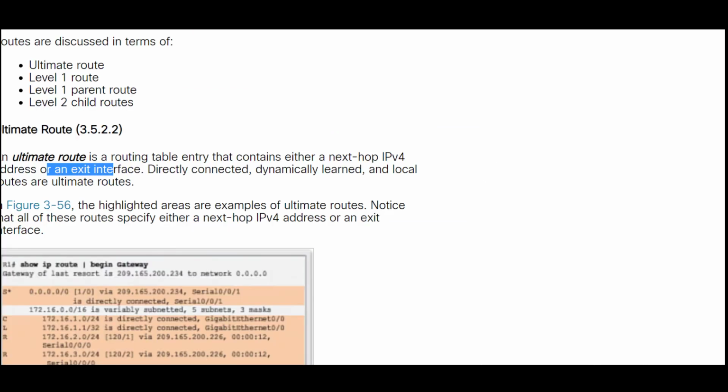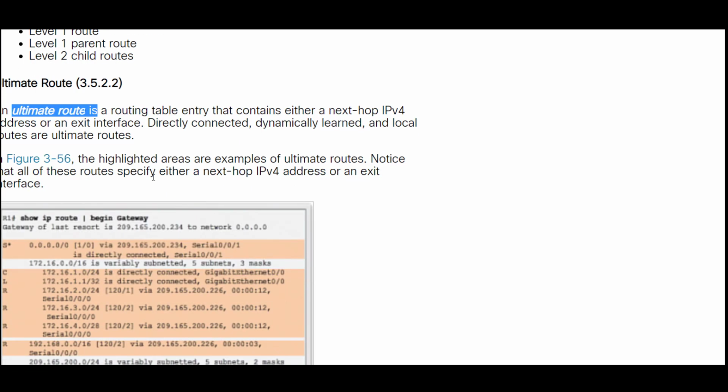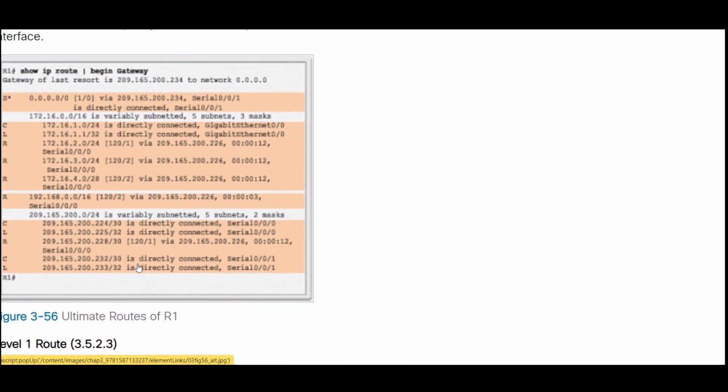So examples of ultimate routes: directly connected, dynamically learned, meaning learned by using any routing protocol, then local routes, the route which is having L. All these things will be considered ultimate routes. Finished. Now you can see they are giving the example. Example for ultimate routes, everything. Now you can see everything is in orange color, so everything is going to be an ultimate route.